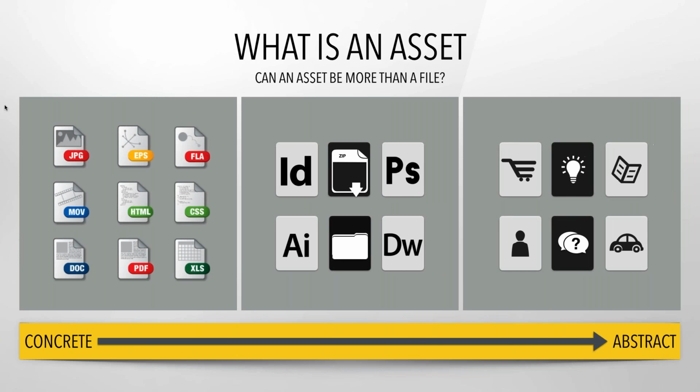So let me just step back a little bit. Let's talk a little bit about what is an asset. Most people traditionally think of assets as files, right? JPEGs, movie files, Excel spreadsheets, stuff like that. Most DAMs house lots of those different file types and then track all of that information in a database.